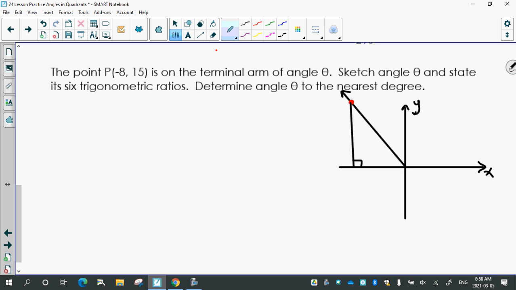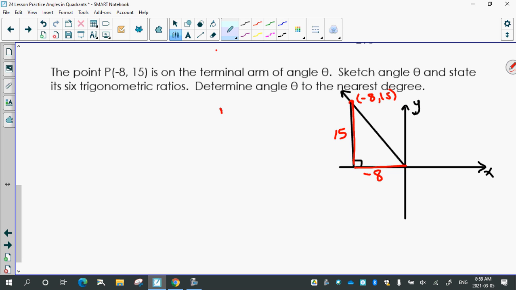Okay, so the point (negative 8, 15) is on the terminal arm of angle theta, so we should be able to put on 2 sides of our triangle. If this point is negative 8 and 15, that means that this side here is negative 8. Is everybody good with that? And this side here is 15. And then I can figure out the other one using Pythagorean theorem.